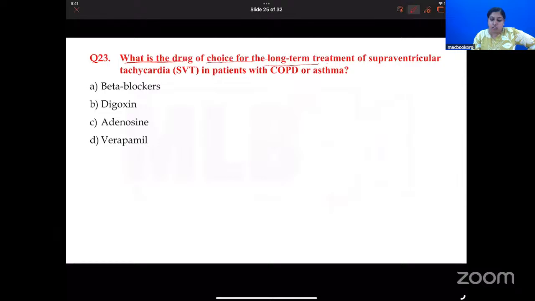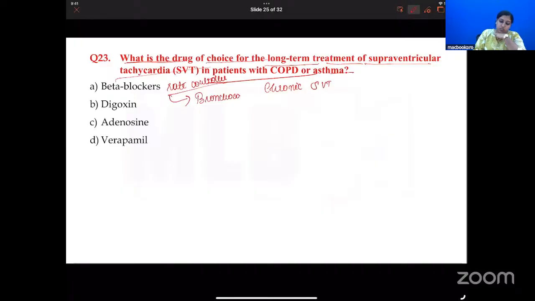What is the drug of choice for long-term treatment of supraventricular tachycardia in patients with COPD and asthma? Which means they are talking about chronic SVT. What is the management of chronic SVT? Beta blocker, which is a rate controller, but it has a serious side effect of causing bronchoconstriction. Digoxin? No. Adenosine is given in case of acute SVT, and it is the shortest and rapid acting.